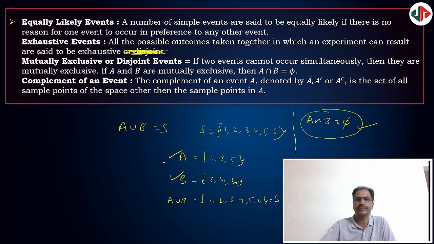Next, complement of an event. If A denotes an event, then its complement is denoted with either A bar, A dash or A power C. If A denotes occurrence of the event, then A bar denotes non-occurrence of the event. For example, if A denotes the event of getting an even number on the die, A bar denotes the event of not getting an even number, that is, getting an odd number. That is known as a complementary event.